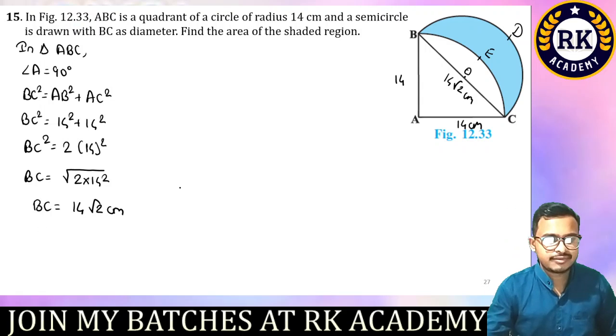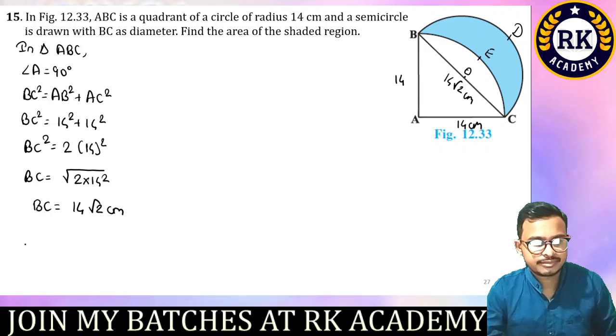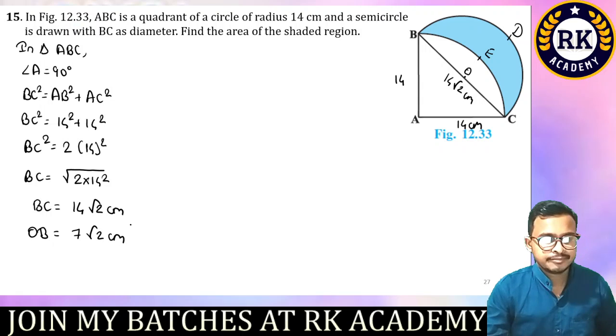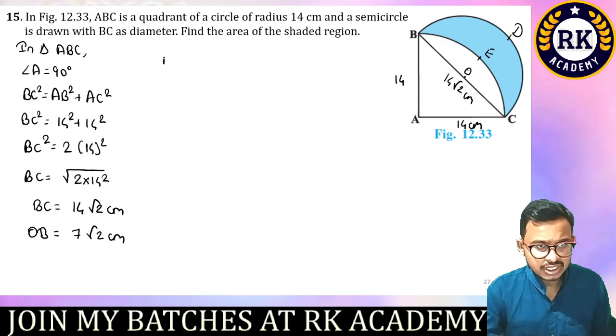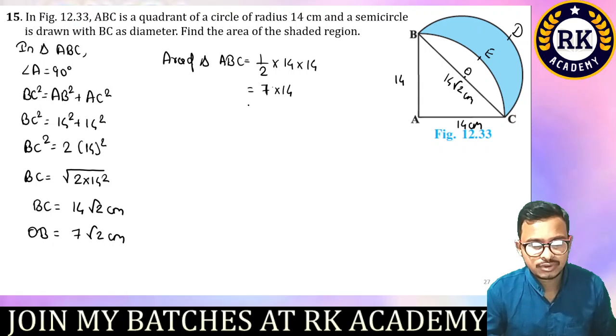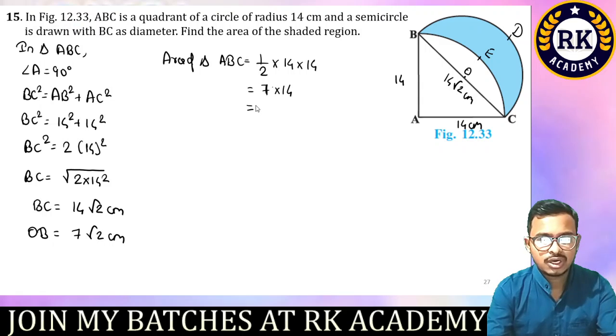Okay, so now look in the figure. If the diameter BC is how much? So diameter of the figure is 14 root 2. So if I talk about the radius, OB is the radius of circle. So I can say that will be 7 root 2 centimeter. Okay. Next thing, I will find first area of triangle ABC. Anything difficult to find? No. Half into 14 into 14. So it will be 7 multiplied by 14, sevens. So now you have found first thing.